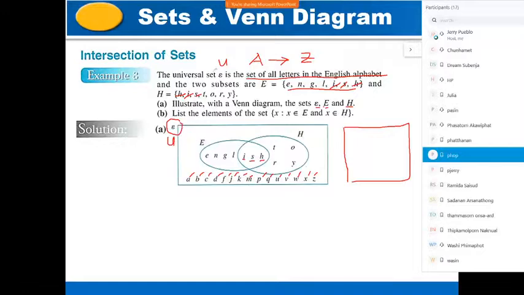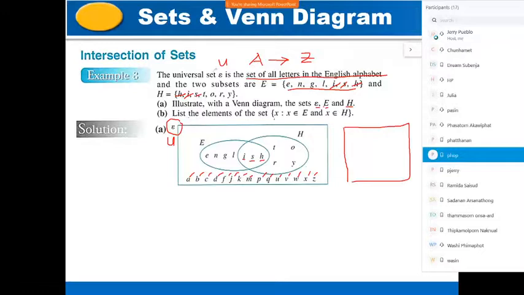Okay, and this is the Venn diagram illustrating the statement that the universal set is all letters in the English alphabet, and the set E is ENGLISH, and the set H is HISTORY. Okay. Now, question letter B.